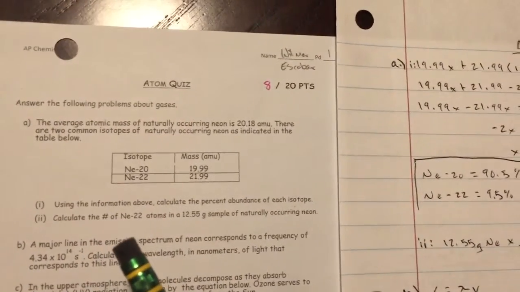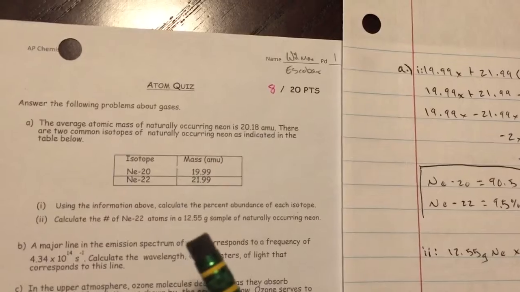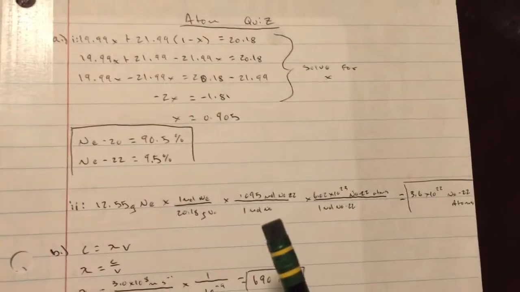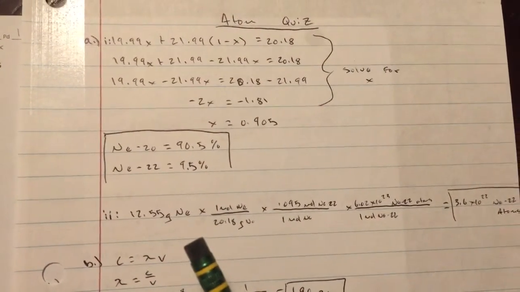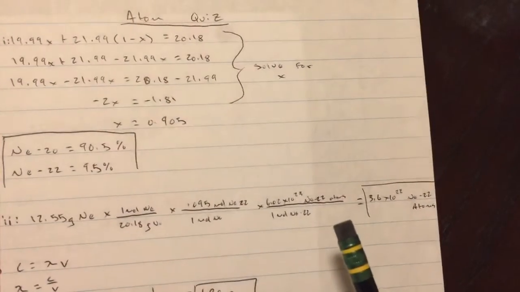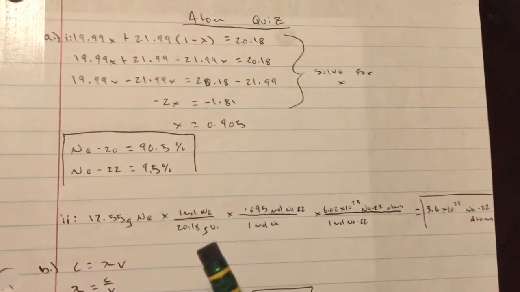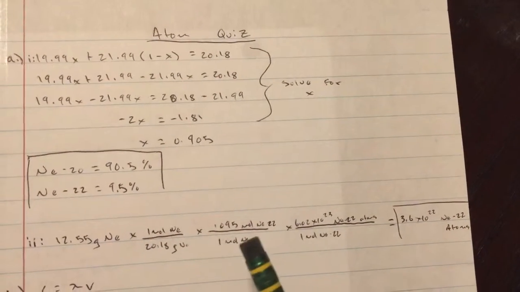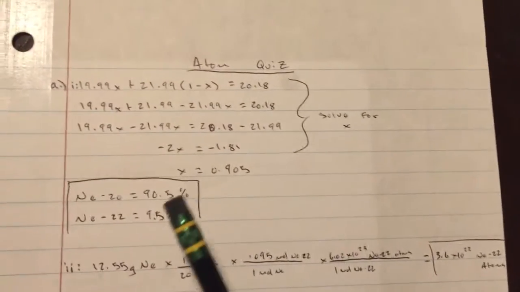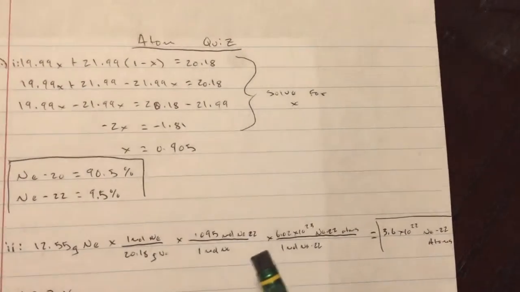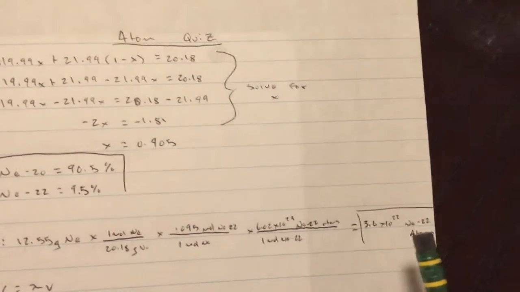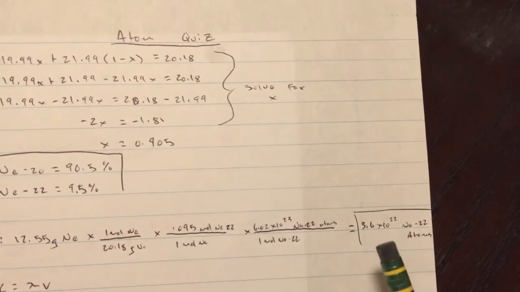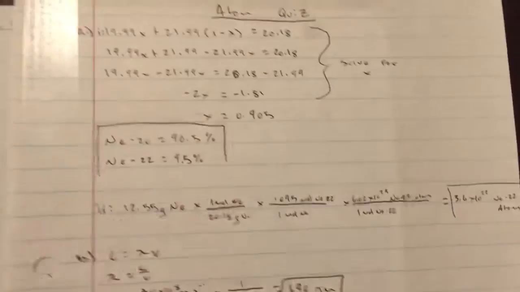Part 2 says calculate the number of neon-22 atoms in a 12.55 gram sample of naturally occurring neon. And here we just do stoichiometry. We go from the grams given to us and we convert them to atoms, and we do that by dividing by the molar mass, and then we multiply by the percent, and then we multiply by Avogadro's number, and we get that neon-22 is 3.6 times 10 to the 22 atoms.